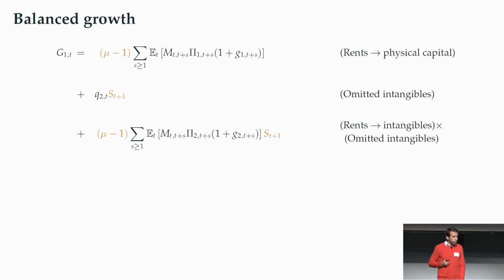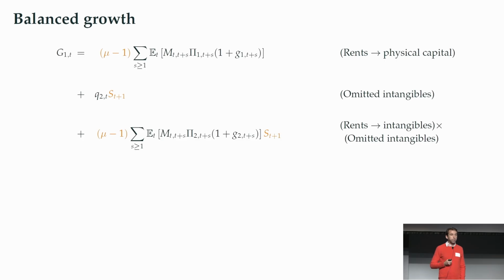Now, before I do that, very quickly, this is a little bit too complicated to directly take to the data. So I'm going to make some simplifying assumptions. The first one is I'm going to work with a balanced growth model. So I'm going to assume that the firm in the background has some TFP growth that's constant over time and no other shocks. I'm going to assume a constant discount rate as well.